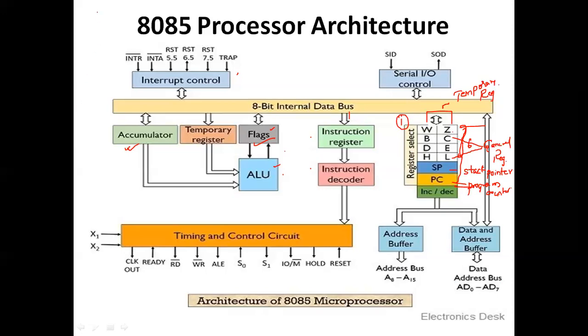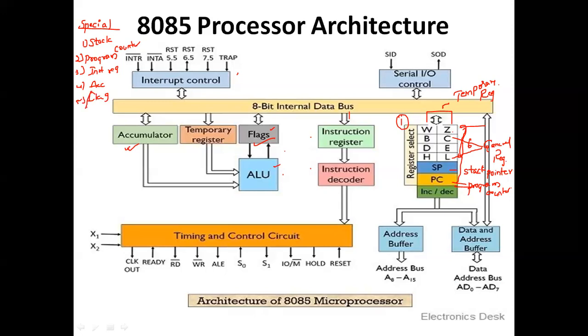So I am writing over here the special purpose registers are: stack pointer, second one is program counter, and the third one is instruction register, next one is accumulator, and next one is flag register. These are the special purpose registers.